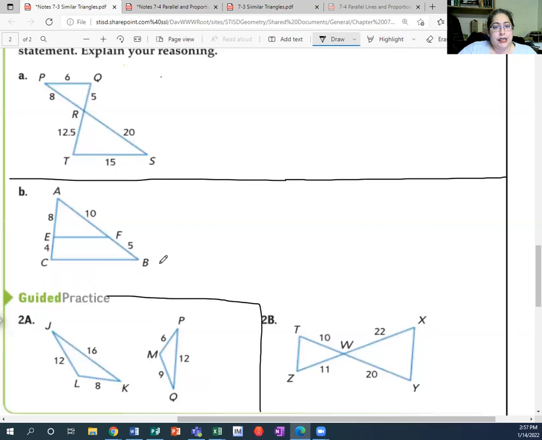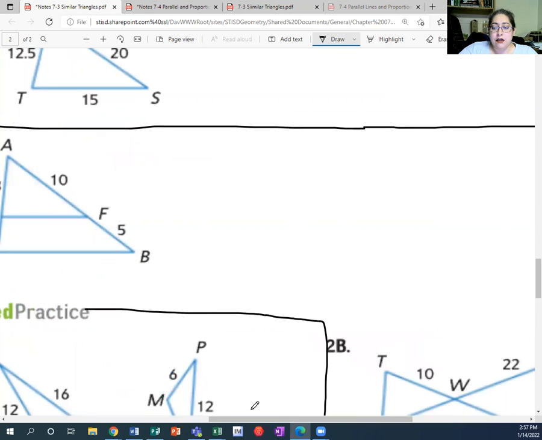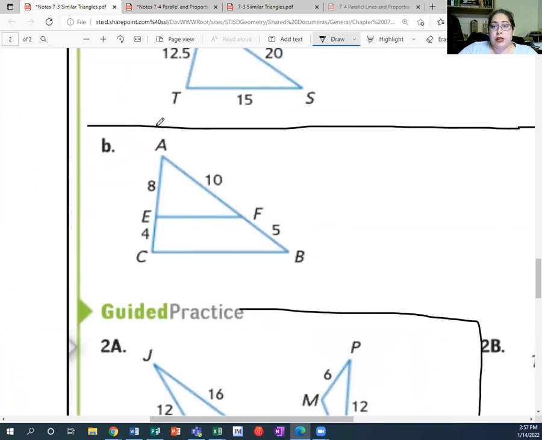I'm noticing here that A is shared between both the small triangle here on top, AEF, and then the big triangle that it's sitting on top of, ACB, which means that by reflexive property, A is congruent to itself. So I'm going to jot that down real quick. A is congruent to itself. All right, so I have part of my setup.